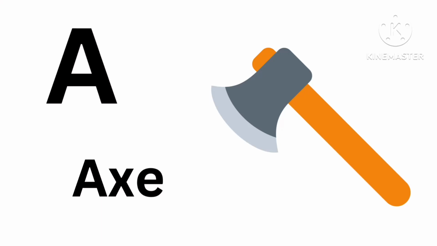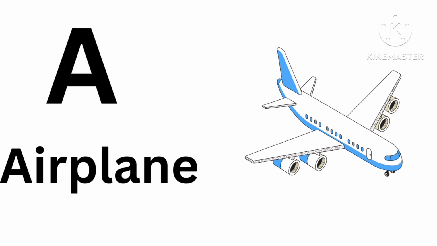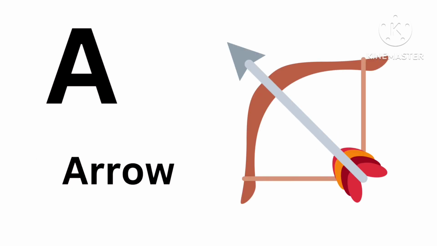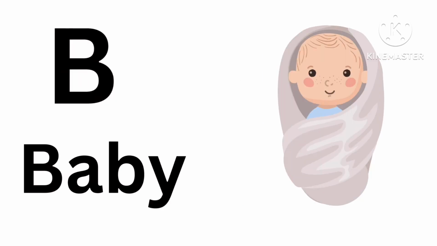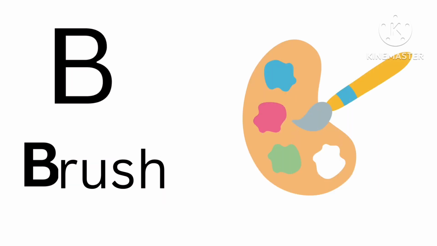A for X. A for airplane. A for arrow. B for baby. B for berry. B for brush.